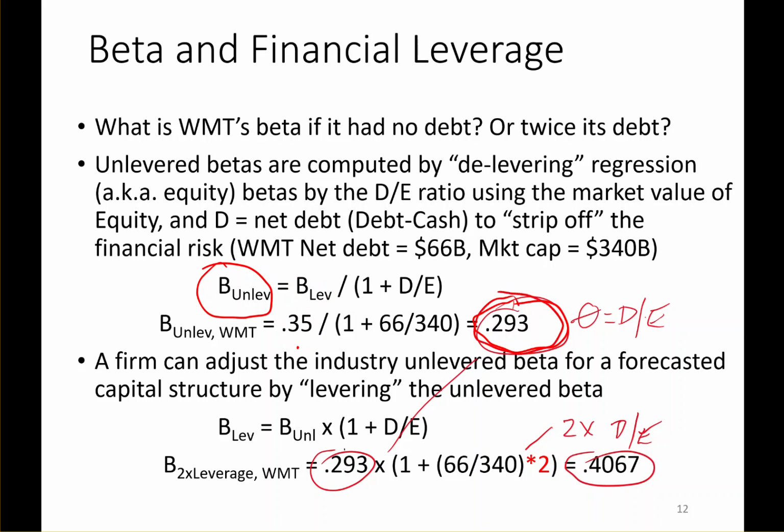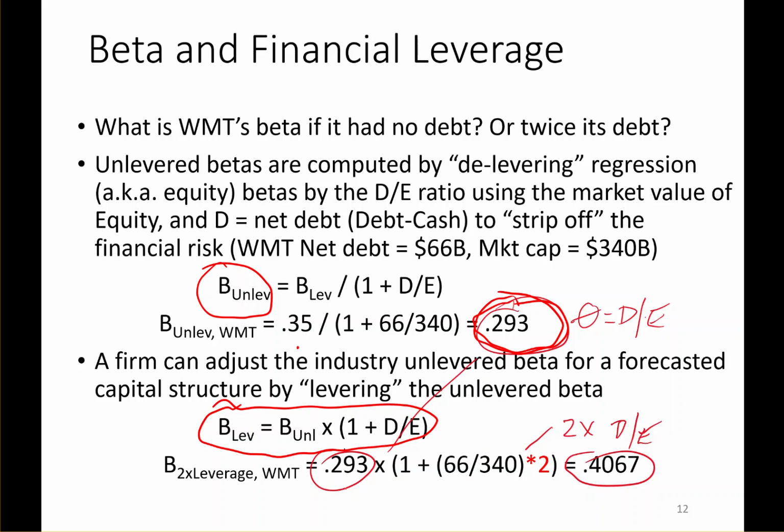And now let's use that unlevered beta to do our second what-if analysis. What would the beta of Walmart be if they had twice their current D/E ratio? Well, I can use this formula, which is just rearranging the formula from above. A levered beta is an unlevered beta times 1 plus the D/E ratio.